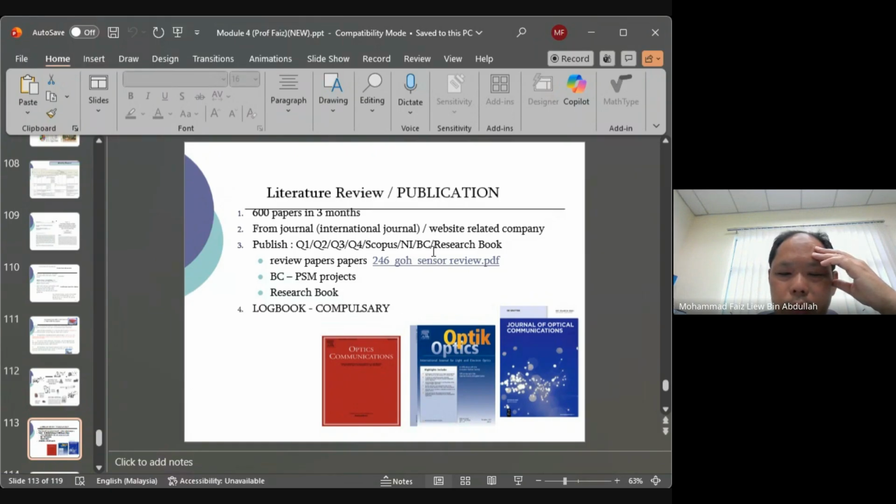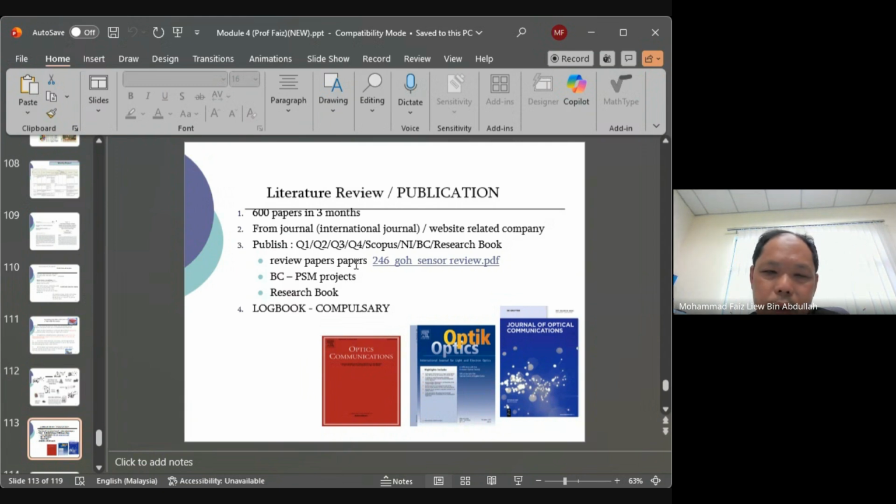From international journals and websites of related companies. In my case, because I was going to do a design, I needed to find some components, a photodiode and an amplifier. So I had to search for top companies making those components that can give me a high output bandwidth.